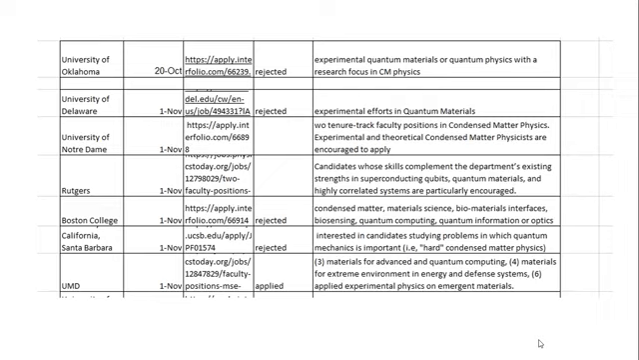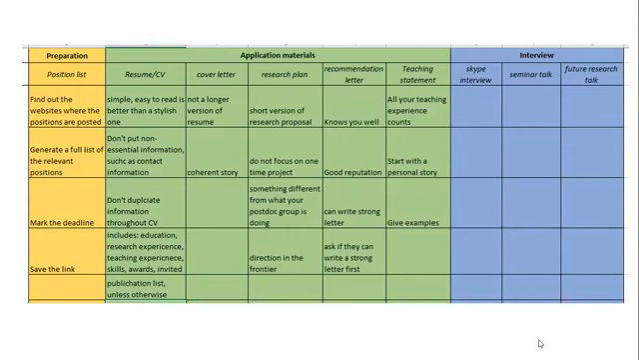Now you generated a list. Let's apply according to this. Now, there are 5 things you need to submit yearly. It's your resume, your cover letter, a research plan, or research statement, a teaching statement, and recommendation letter.